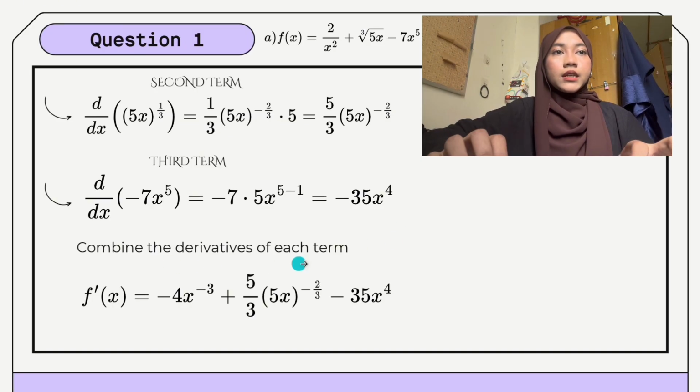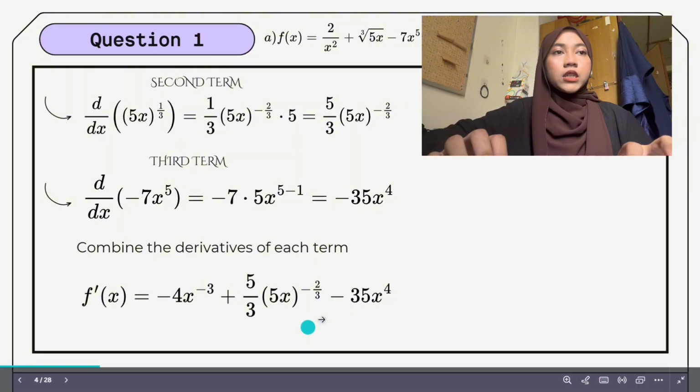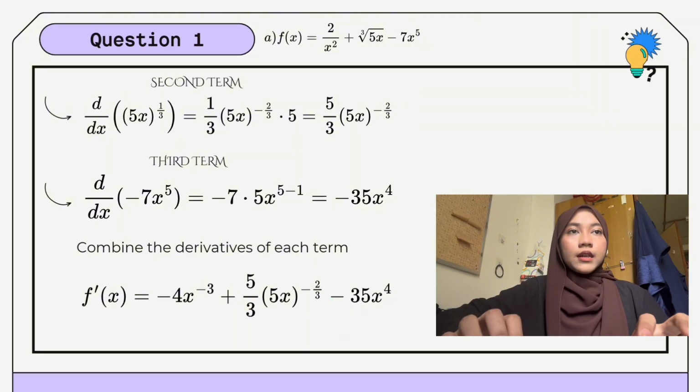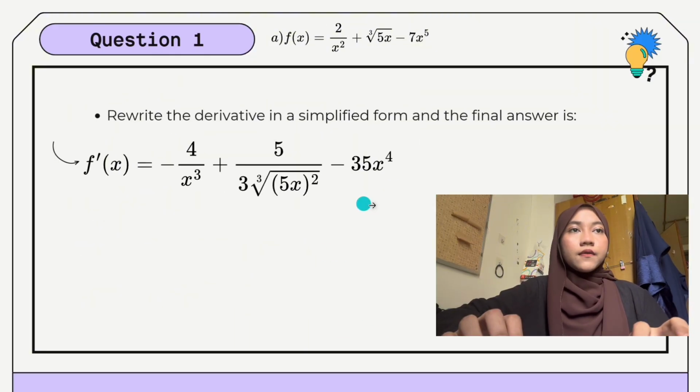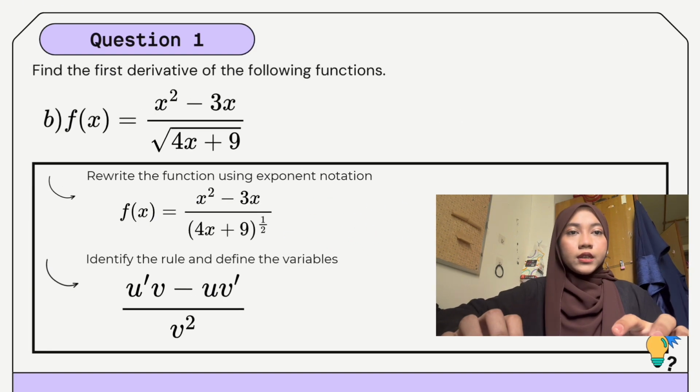And then we combine the derivatives of each term, and then we write the derivative in simplified form. And the final answer is like this. We move on to question 1b.